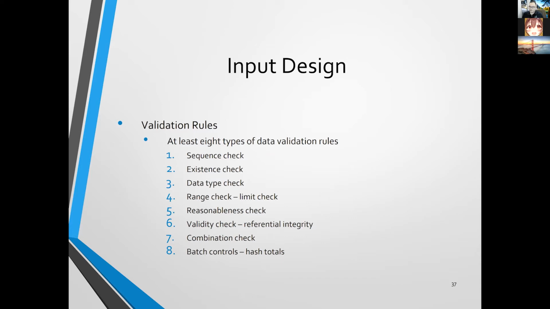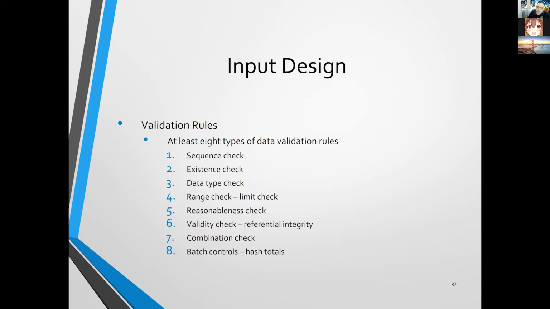For example, if the gender is male, the salutation they put must be Mr. But if the user enters Miss and then puts the gender as male, the reasonableness is wrong. You should inform the user straight away.